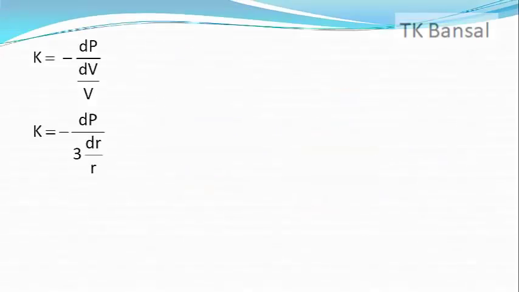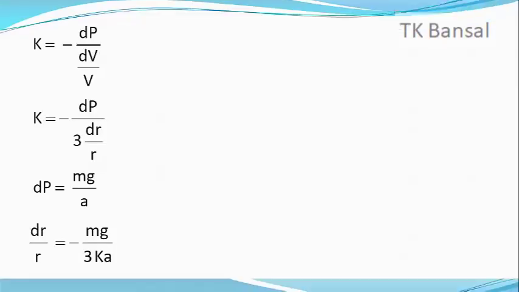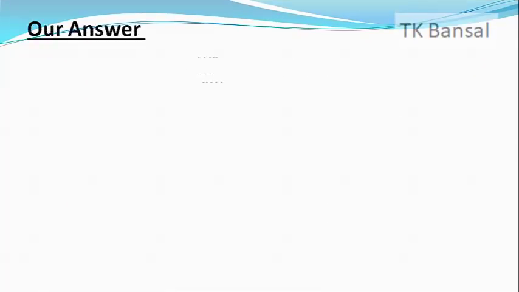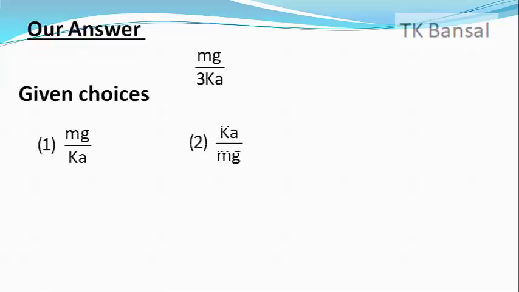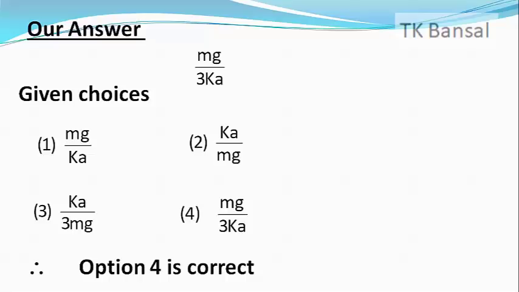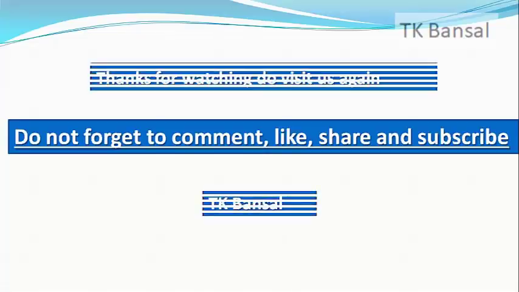K is equal to minus dP divided by 3 dr by r, where dP is equal to mg divided by A. Substituting, we get dr by r is equal to minus of mg divided by 3KA. We can see that none of the four choices has a negative sign, because the question has asked for the decrement, and the negative sign itself means the decrement in the radius. So very clearly we have to match only the magnitude of dr by r, which matches with the fourth choice in the given question. I hope you enjoyed this question.